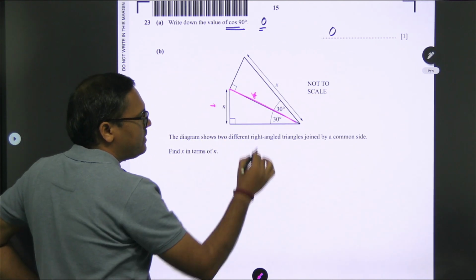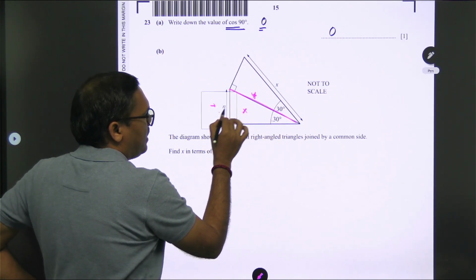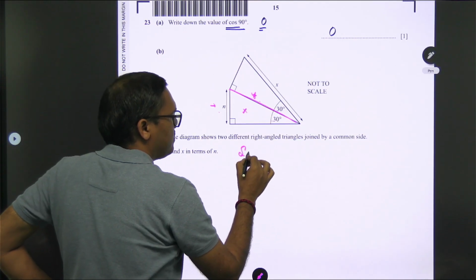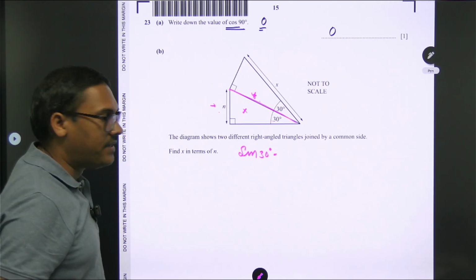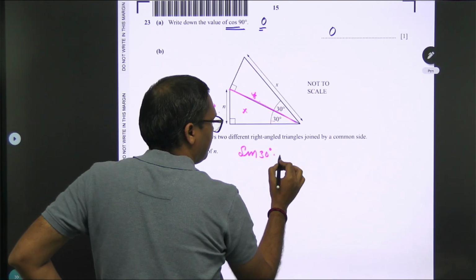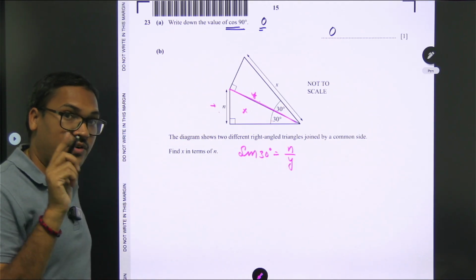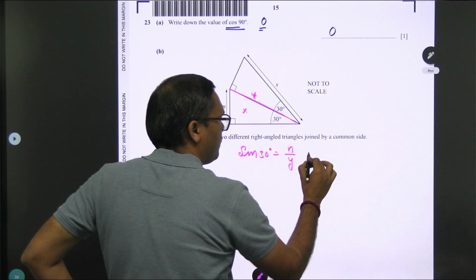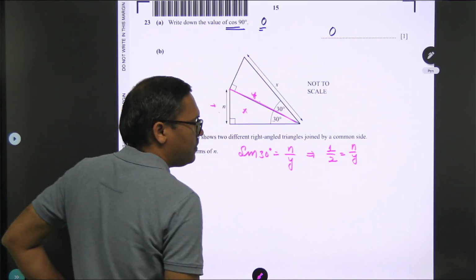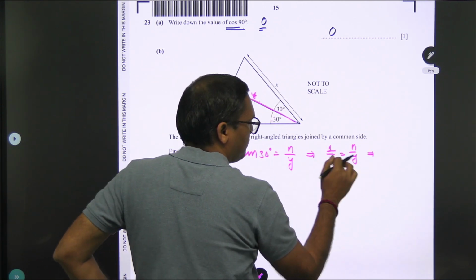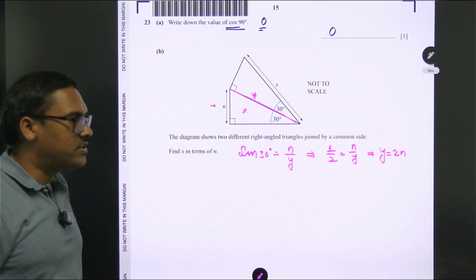First, in this right angle triangle, I can see this is opposite of 30 and this is the hypotenuse. So I can use the sine ratio, sine 30 degree, because it is opposite side upon hypotenuse, which is n divided by y. And again you have to remember the table: sine 30 degree is equal to 1 by 2. So 1 by 2 is equal to n upon y. If I cross multiply, y is equal to 2n. So we have got the y value equal to 2n.